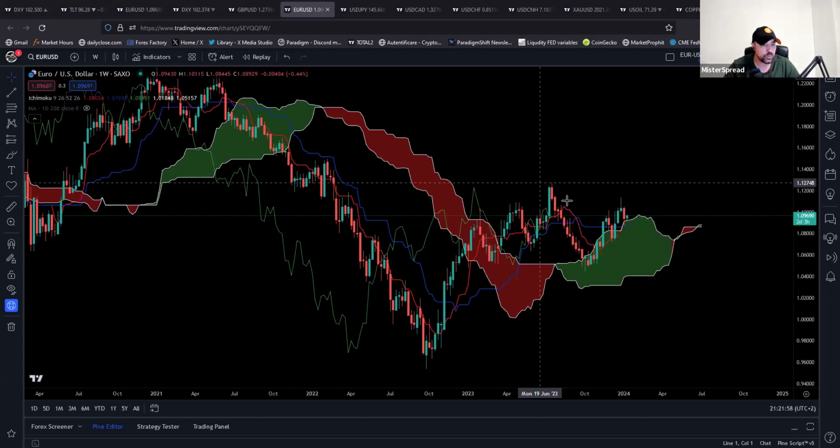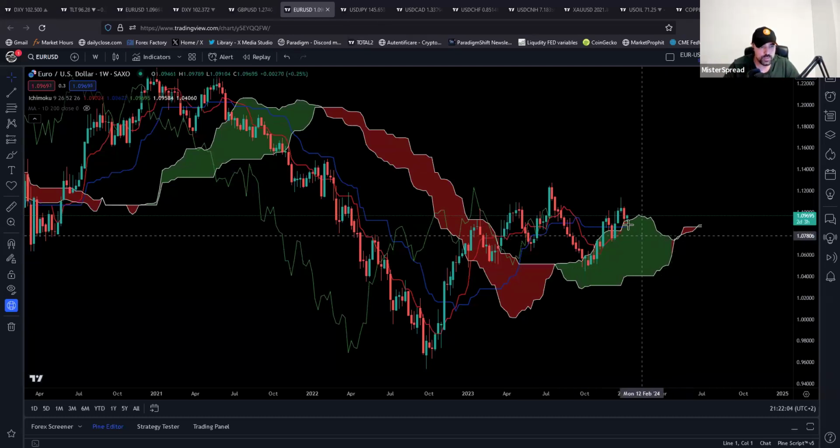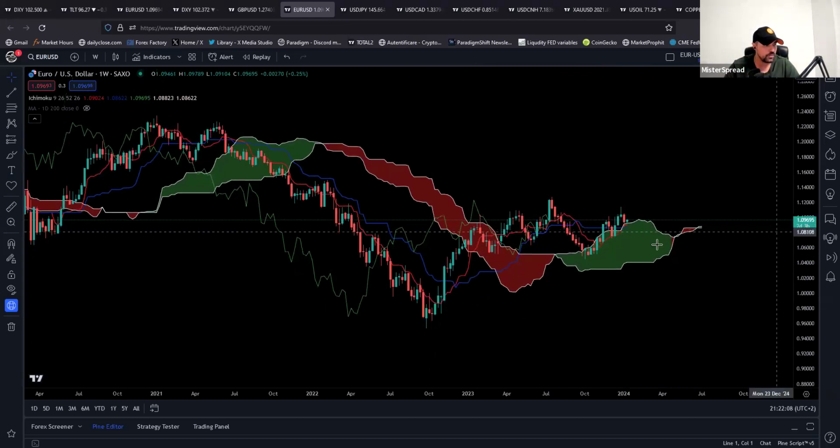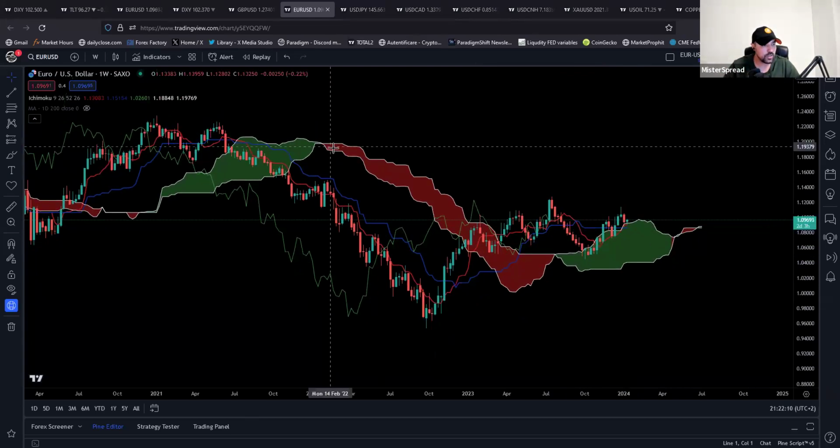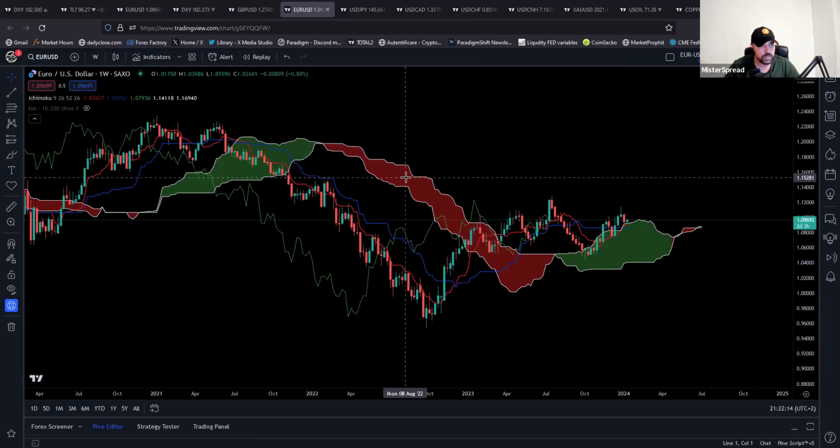Now, I want to start with the Kumo, and we're gonna move on to the other components of the Ichimoku. First, we're gonna start with the color of the Kumo. As you can see from here, on this one, the color was very important. I'm gonna start with the bearish one. The red one is bearish. No, I just have the simple one, Ichimoku. Maybe you have other versions of Ichimoku, but I would advise you to use the simplest one.